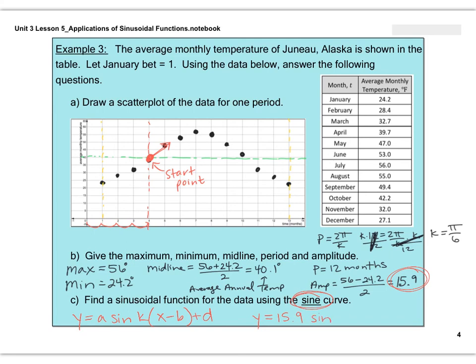Sine, now we plug in our K, which is up here, pi over 6. Then a parenthesis, x minus B. B is the phase shift. Remember, we're shifting right 4. And so it's x minus 4. 4 is the B. And then it's plus D, and D is the midline. And remember, our midline is at 40.1. So 40.1. This crazy equation right here is the equation that represents the temperatures in Juneau, Alaska annually. And they can be represented with a sinusoidal sine curve.